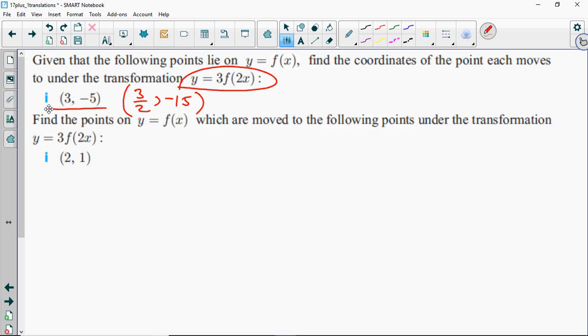Do the bottom one as well. We've got the point, this is now the endpoints. This is like the image of the original point. So that means that some x value was divided by 2 to get 2. Well, that's going to be 4. And then some y value was multiplied by 3 to get 1. So that's going to be 1/3.